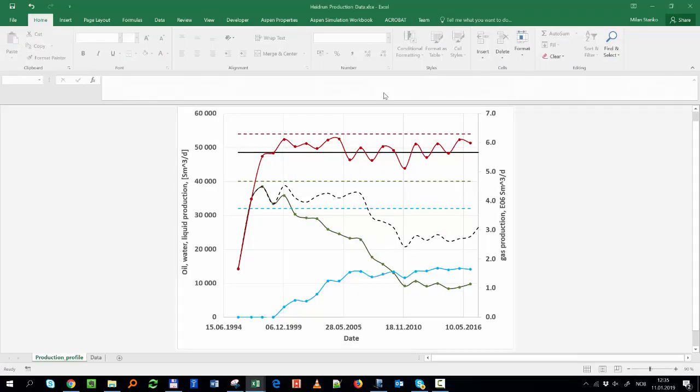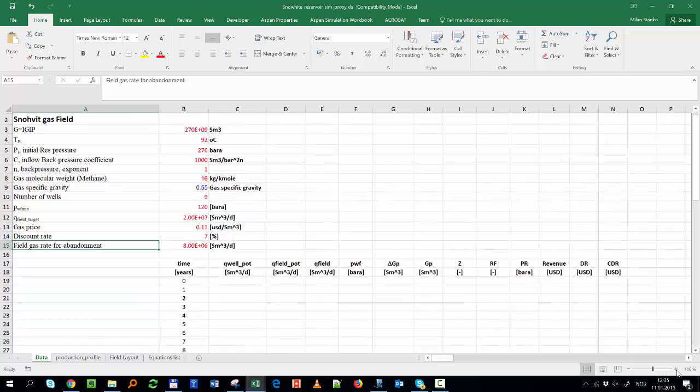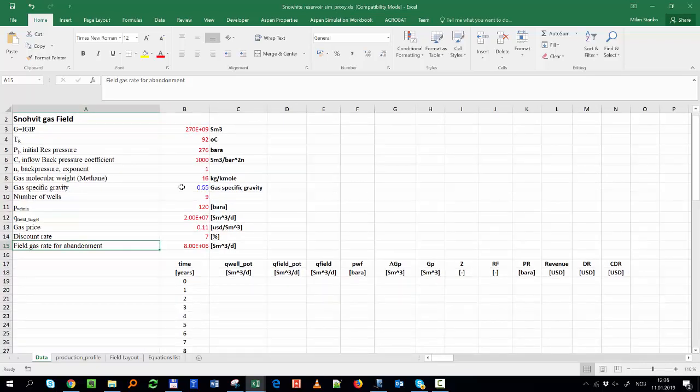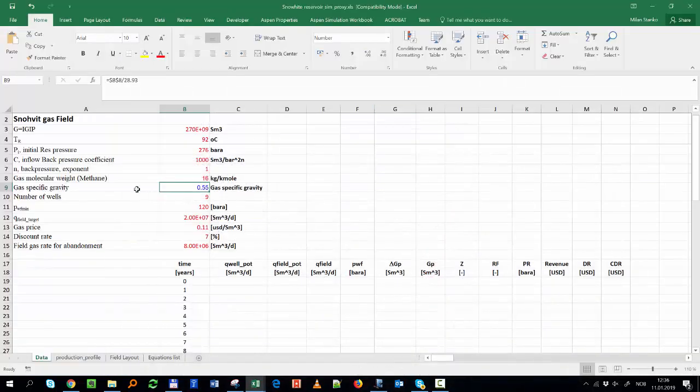I call it Snow White Reservoir Simulation Proxy, okay? We're going to do exactly the sequence of steps that are made on a reservoir simulator. Okay, so here I have this G that I told you about, temperature of the reservoir, initial pressure. Those are things that you need for that equation. You have this C and N, okay, that was the restriction from the formation. And you have this molecular weight to calculate basically this PC and TC, okay? In this case, our gas is very similar to methane. Actually, Snow White produced very close to methane. So you can simply pick PC and TC for methane, okay?